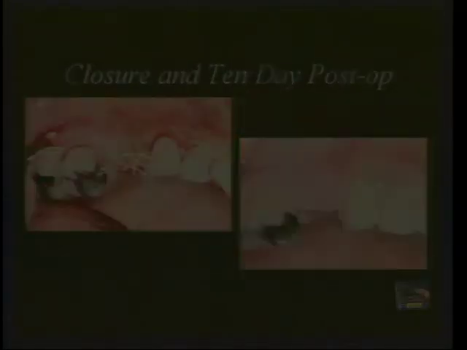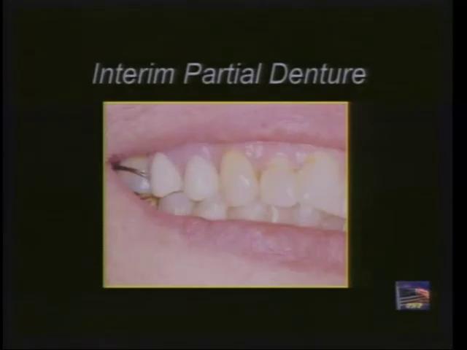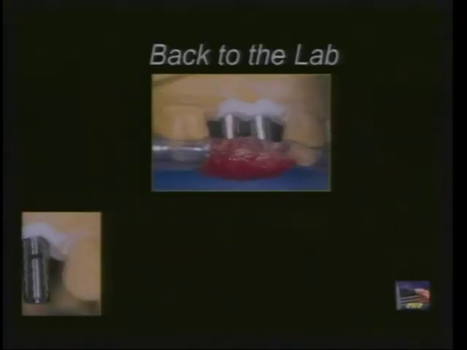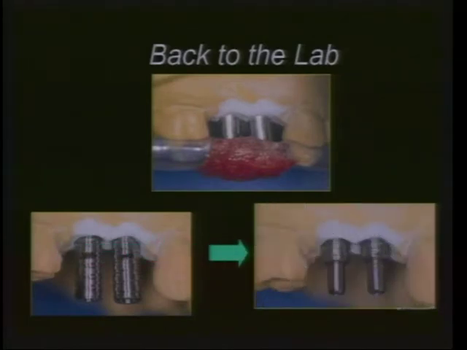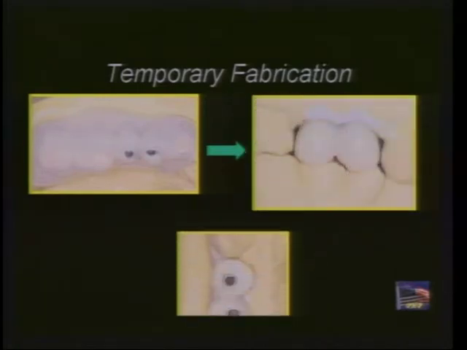So this is closure. Patient's in an interim partial denture while we allow this all to heal and integrate, and meanwhile we can go back to the laboratory and construct a very durable long-term provisional restoration. These are the index, setting our implant analogs in our model. Now we're selecting some temporary cylinder abutments, and I've made a little black mark where we're going to cut those off, and these are the screw-retained provisional abutments that we'll use heat-cured acrylic to fabricate our provisional restoration.